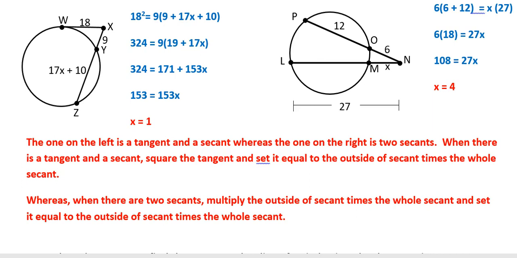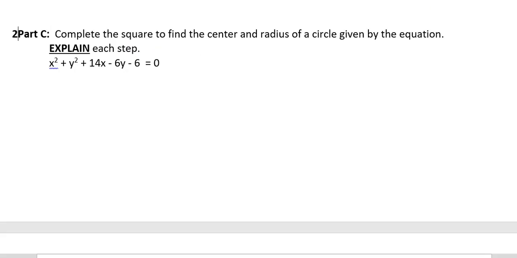Whereas when there are two secants, you multiply the outside of the secant times the whole secant and set it equal to the outside of the secant times the whole secant. So this is just an explanation of what we just did, and it's really important that you are able to write that out. So this is number 2, part C, and it says complete the square to find the center and radius of the circle given by the equation and explain each step.